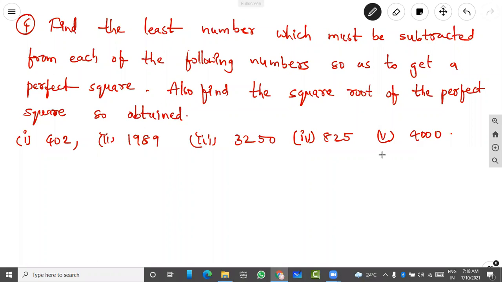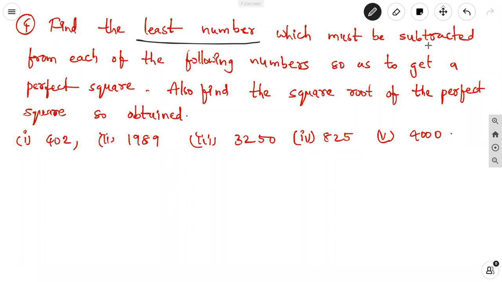Fourth one, find the least number which must be subtracted from each of the following numbers so as to get a perfect square. Also find the square root of the perfect square so obtained. Here the first one is 402, second one is 1989, third one is 3250, fourth one is 825, fifth one is 4000.